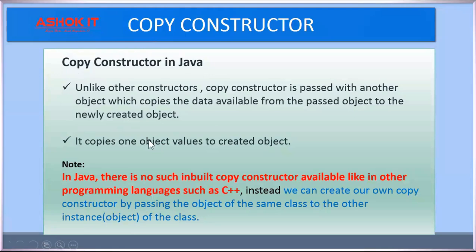It is not present in Java, but we can create it by passing an object of a class to another object. The copy constructor is passed another object, which copies data available from the passed object to the newly created object. So for copying the values of an object to the created object, we use a copy constructor.